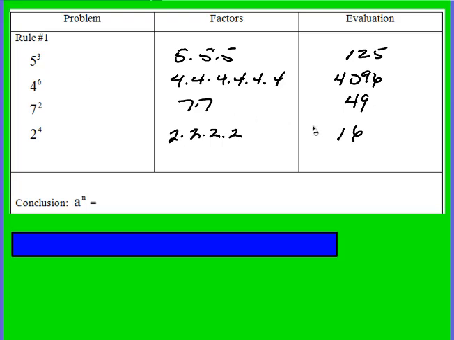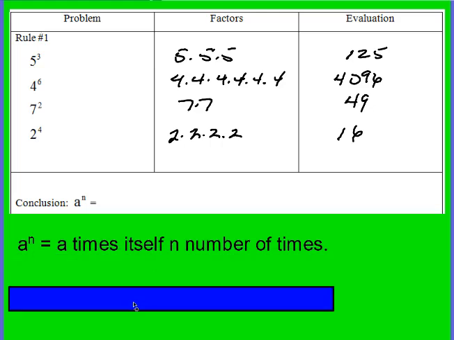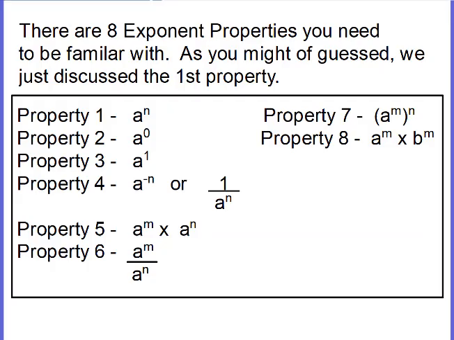So as we're working through this lesson today, we need to understand what these properties are. And this one is our first property, a to the nth. So what does that really mean? Well, that means a to the nth is a times itself n number of times. And this is our first property. Okay. But now, what are the other properties? So let's look at them.